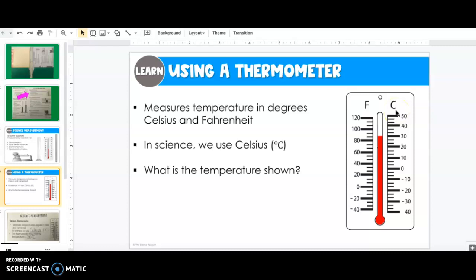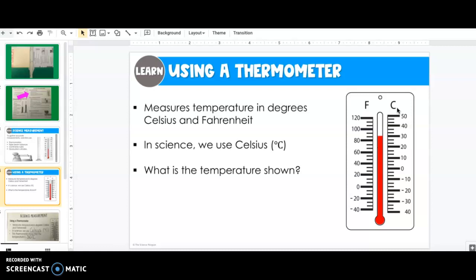Now sometimes it's switched, that the Celsius is on this side and Fahrenheit is on this side. So you have to pay attention when you're looking at your thermometer to see which side represents which label, Celsius or Fahrenheit. The side we want to look at for science is Celsius.